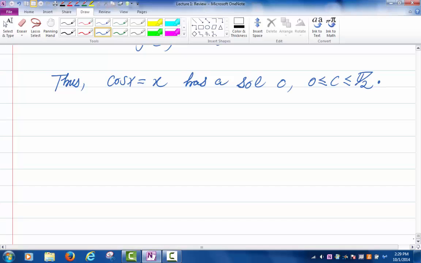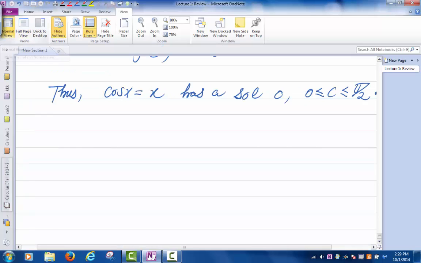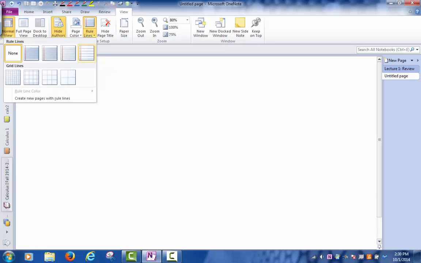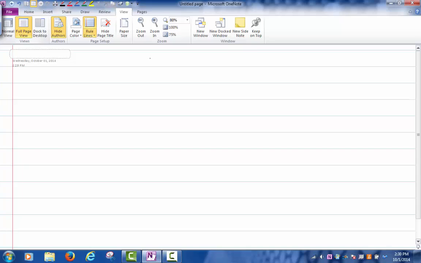Okay, so now we are going to move into chapter 2. What I'm going to do though is use a new page because my other page is too big now, and at some point it might crash. So we are going to look at chapter 2 now.